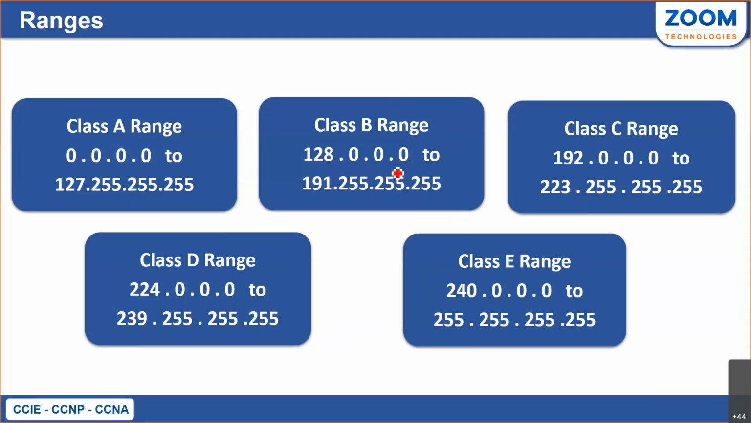Are all the ranges based upon the priority bits? Class A priority, Class B priority. Class A priority bit is 0. Class B is 10. Class C is 110. Class D is 1110. Class E is 1111. These are all priority bits, and from them we can understand the ranges also. Later on, the octet format.